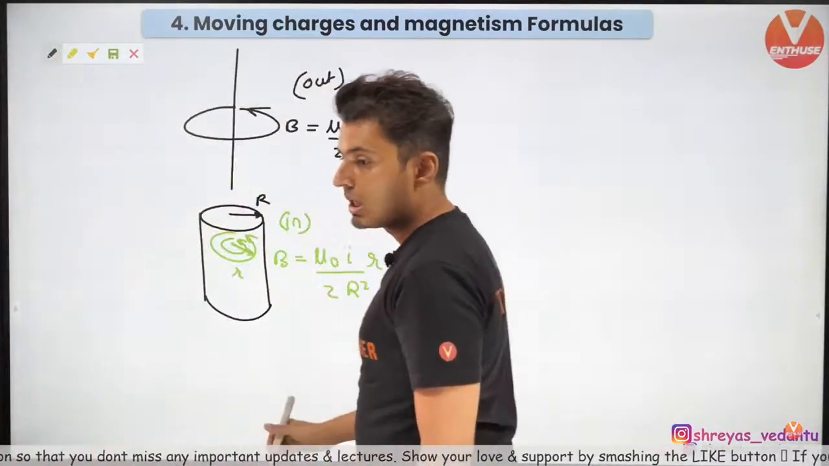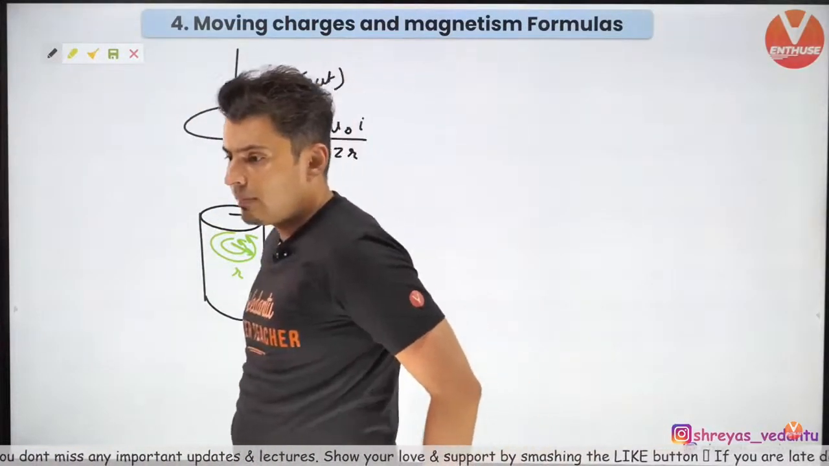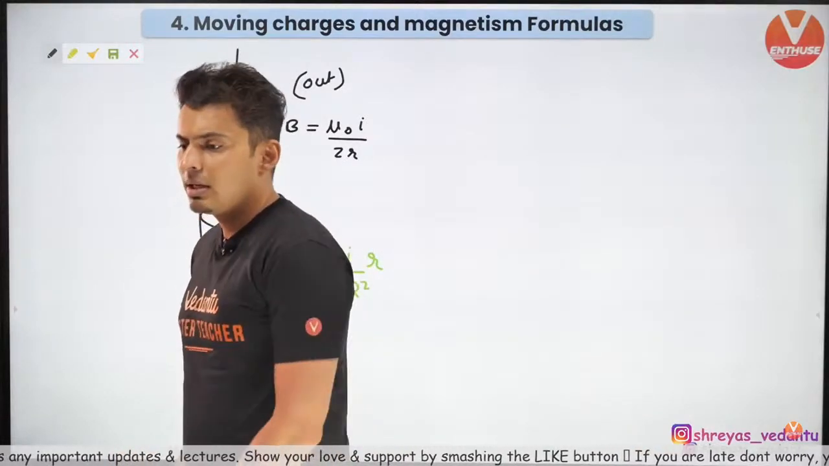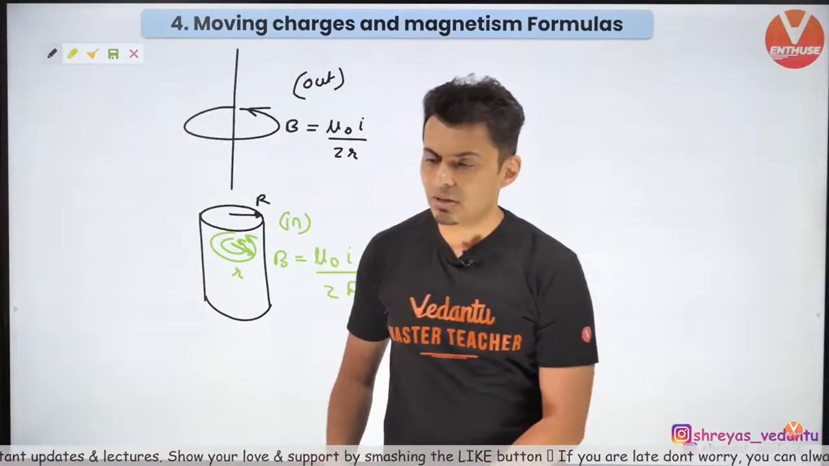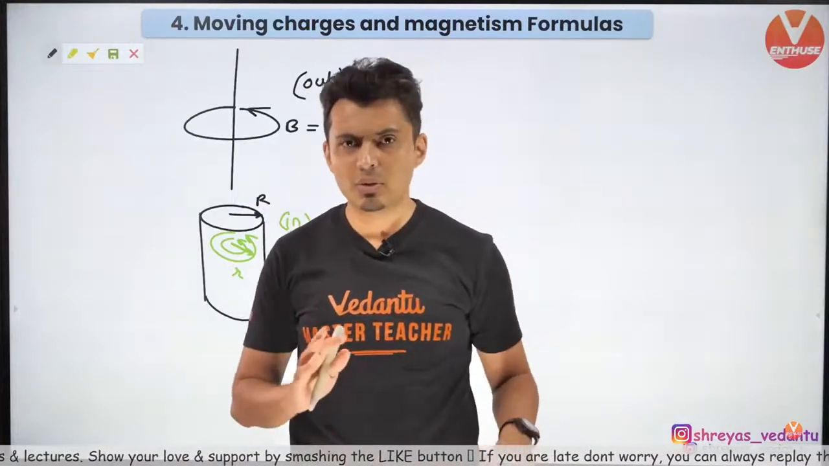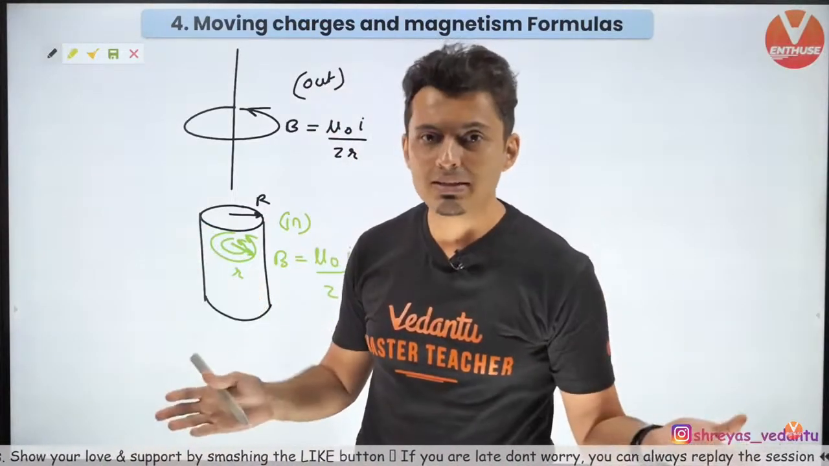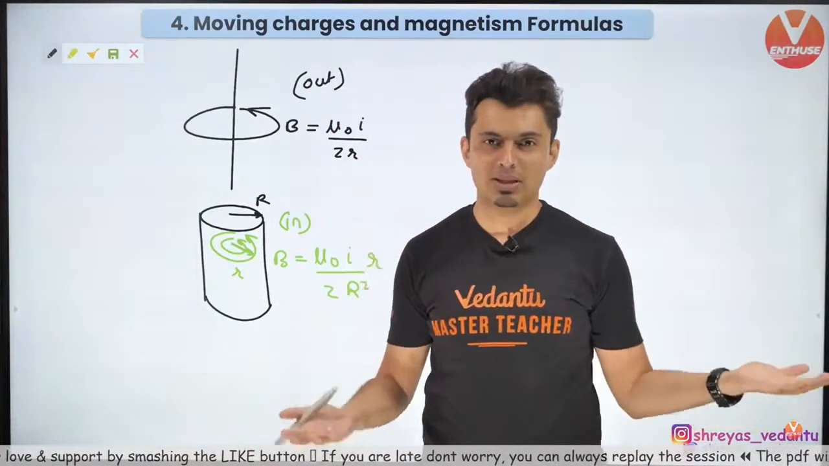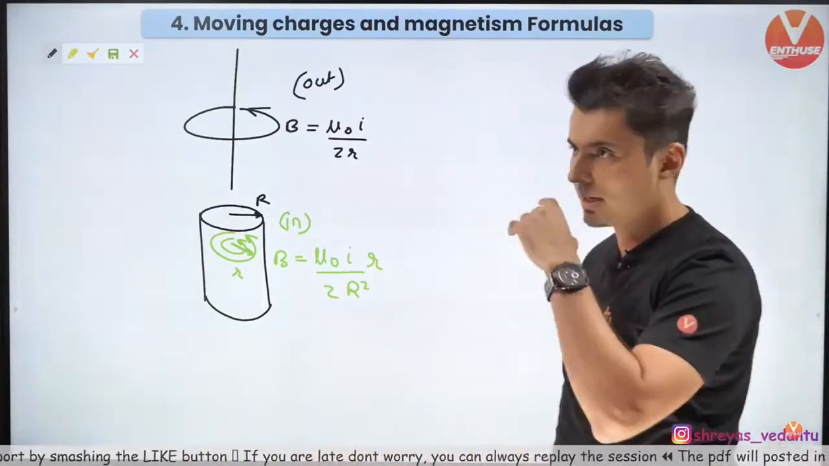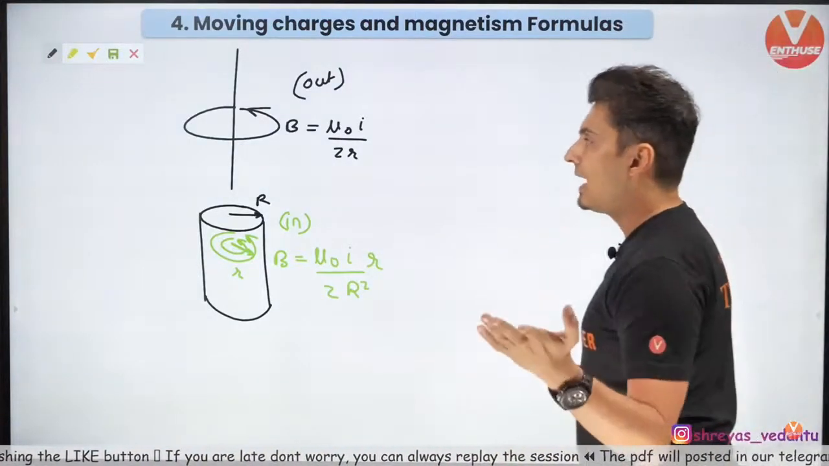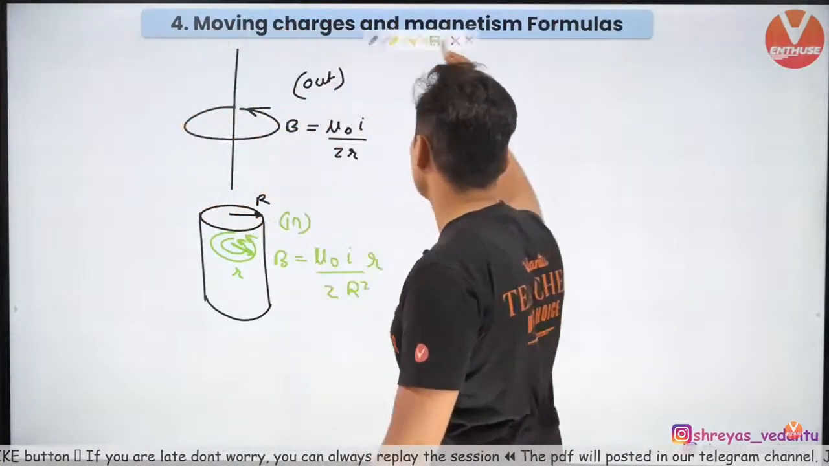Next thing, if you can solve the question with Biot-Savart's law, then you don't need Ampere's. If you can solve it easily by Ampere's, then you don't need Biot-Savart's. They both are interchangeable. You can use one instead of the other as per your convenience.